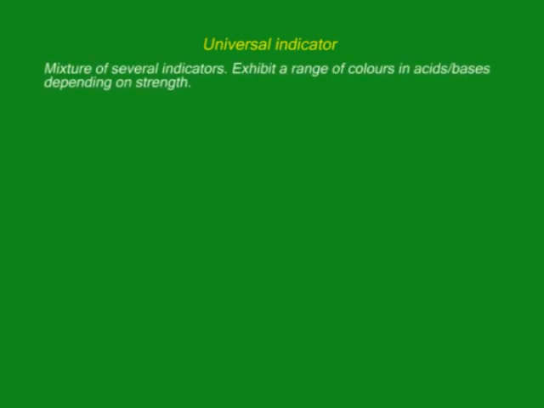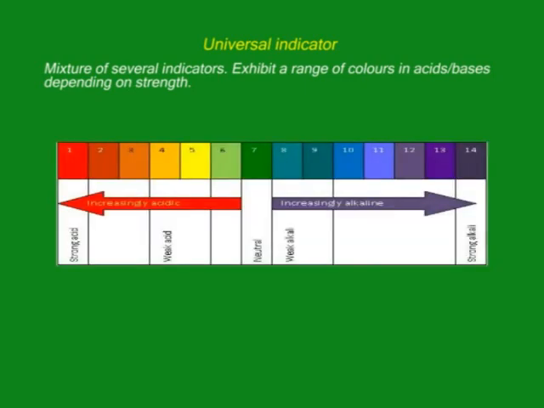Universal indicator. A universal indicator is a mixture of several indicators that exhibit a range of colors in acids and bases depending on their strength. On your screen is a universal indicator. You can see the range of colors from strong acids to strong bases.